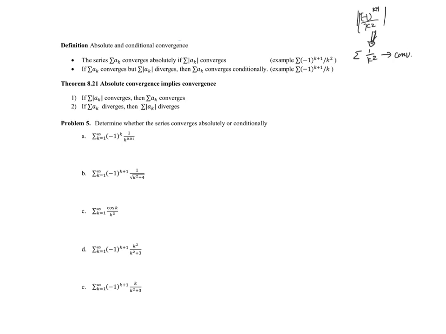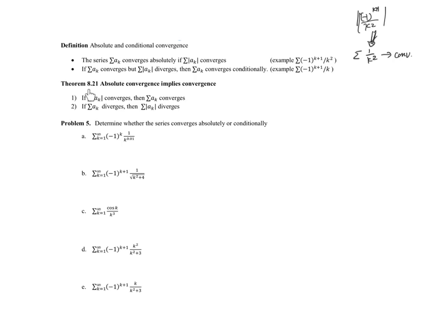So basically, a quick summary says if the series itself converges and sum of the absolute value also converges, we call that as converges absolutely. If the series itself converges but the sum of the absolute value diverges, then we call that as conditionally.